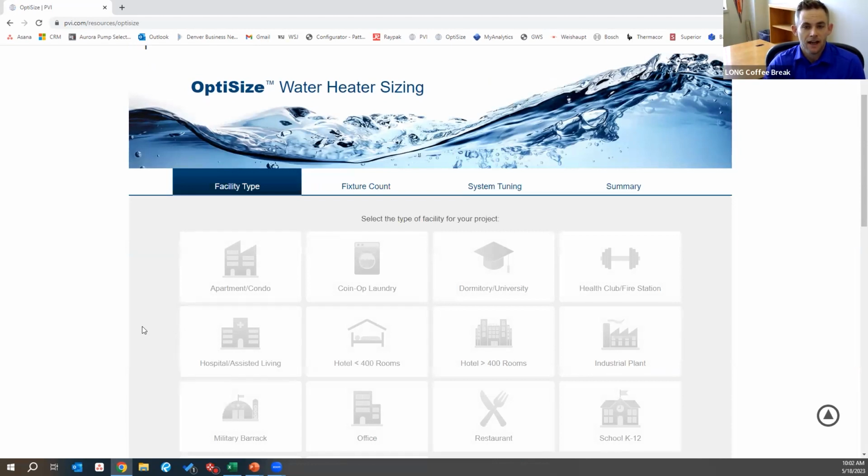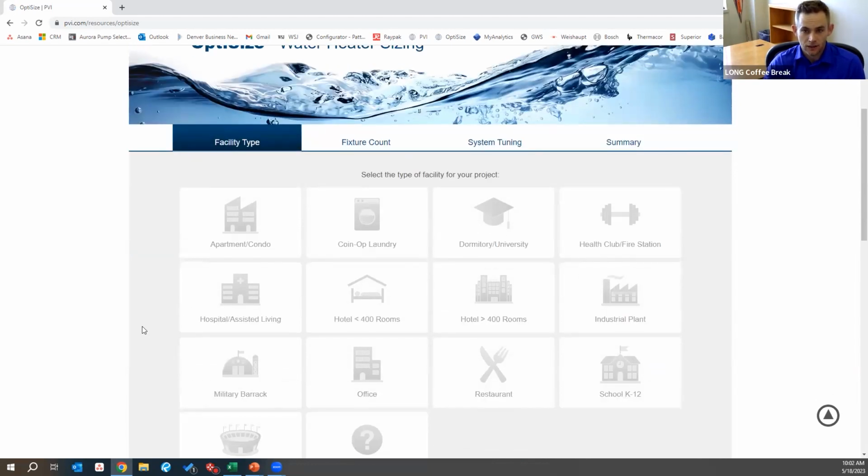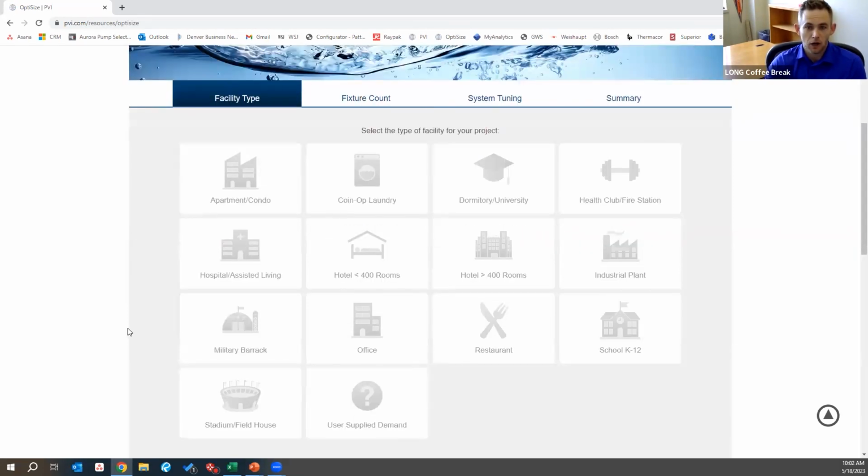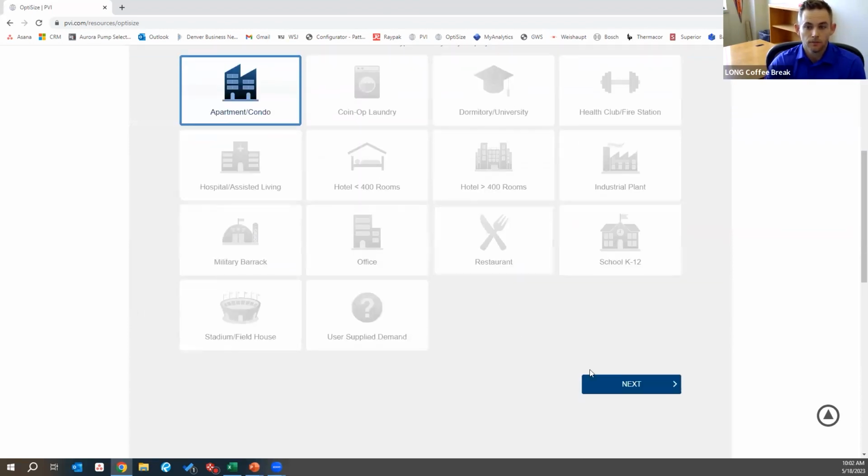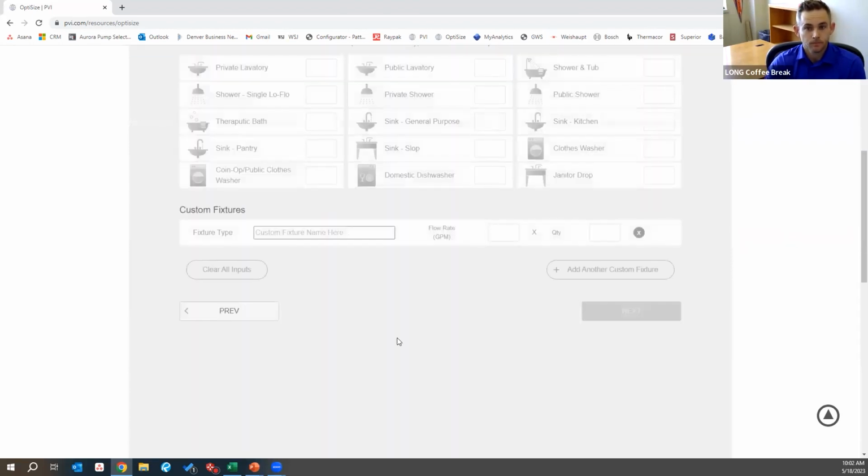So the first thing it's going to have us do is select our facility type. And I like this program because it's really graphical and really intuitive and very quick. So for today's example, maybe something a lot of us are selecting these days, we're going to pick an apartment or condo. We're going to go to next.